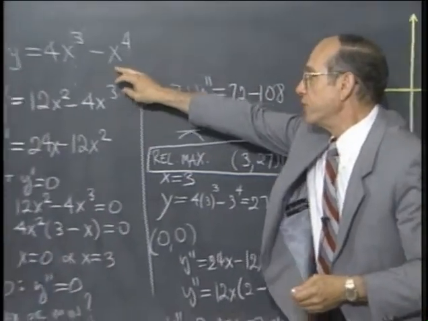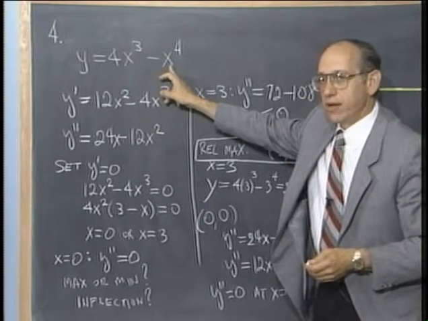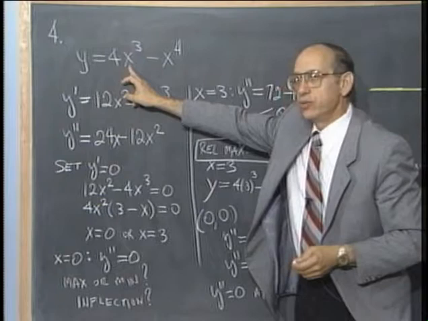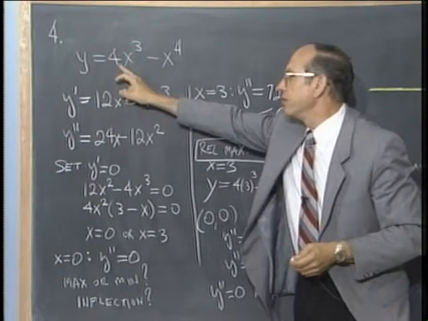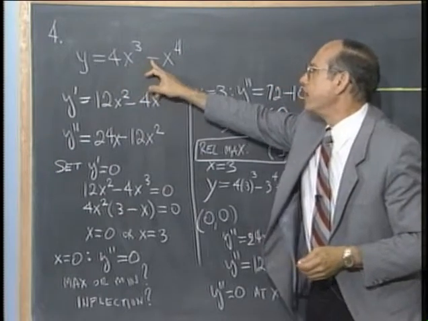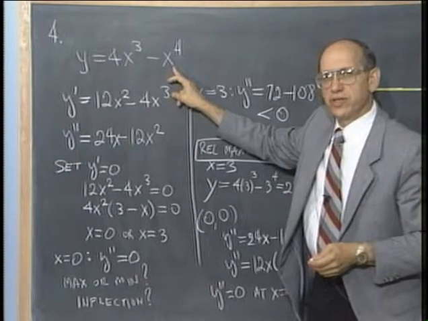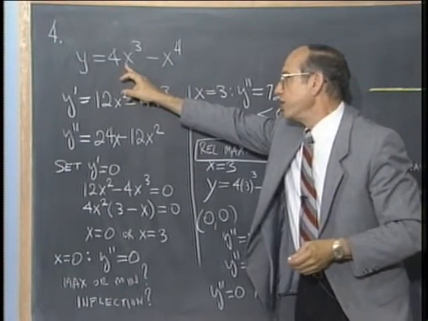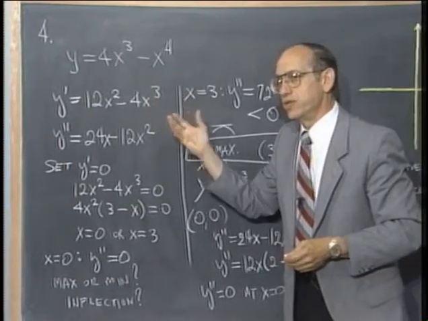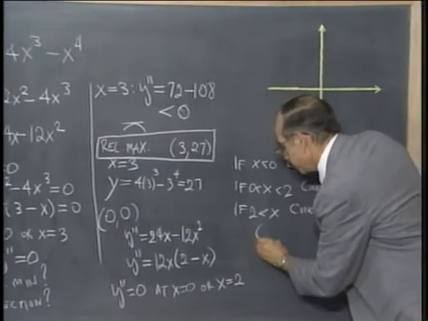Substitute x equal 2 into y equals 4x cubed minus x to the fourth. Can I do that in my head? Let's see. If I substitute x equal 2 here, I have 4 times 2 cubed. 4 times 2 cubed is 8, times 4 is 32. Is that right? 4 times 2 cubed is 32. Minus 2 to the fourth. What's 2 to the fourth? 2 to the fourth is 16. So I have 32 minus 16. In other words, at x equal 2, y is equal to 16, and that's a point of inflection.